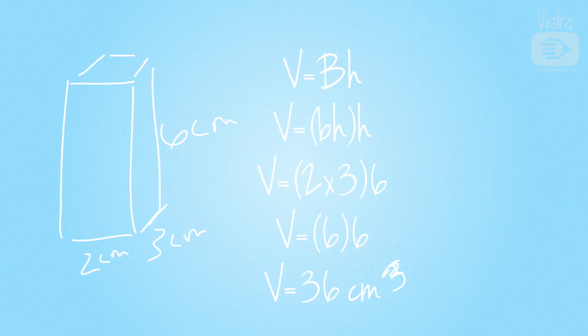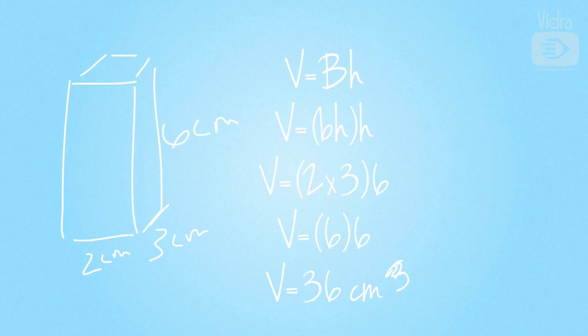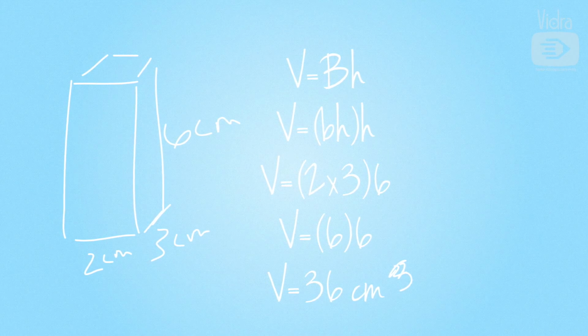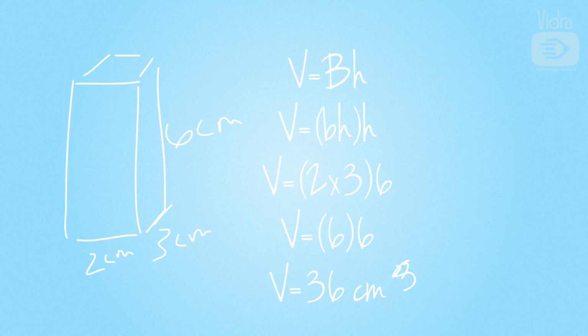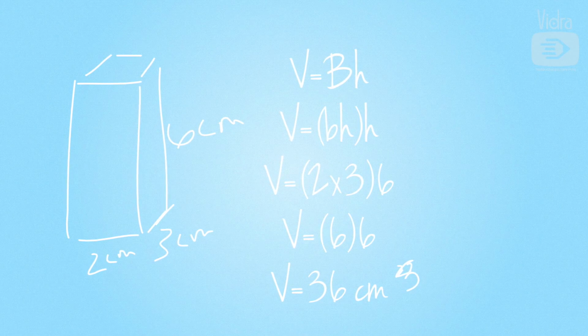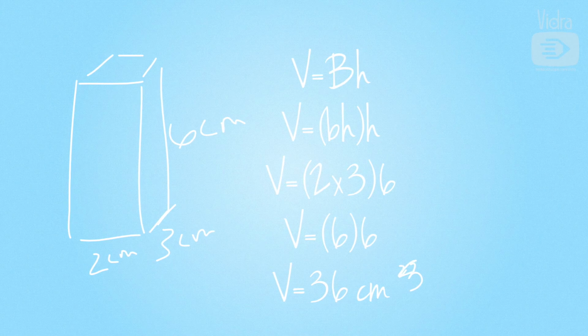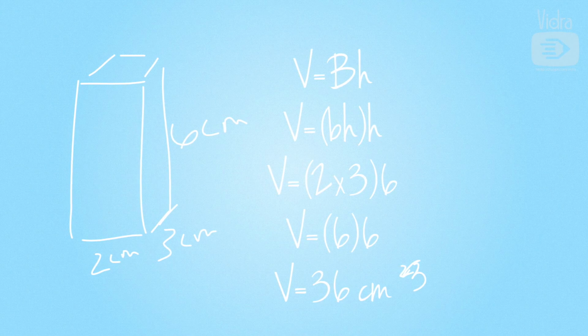When we plug the numbers in, we're doing volume equals 2 times 3 times 6. We're going to start with our parentheses. 2 times 3 is 6, so we have volume equals 6 times our height of 6. That gives us volume equals 36 centimeters cubed.